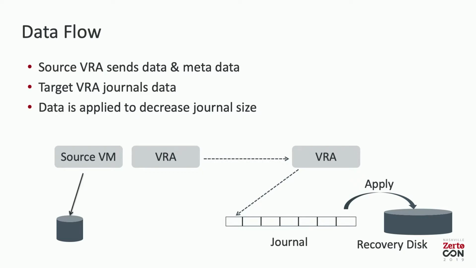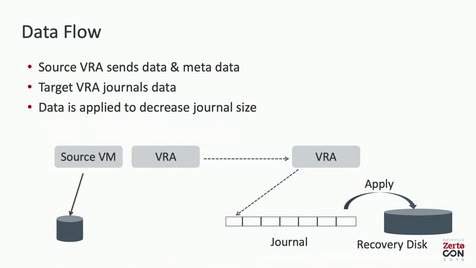As I said in the beginning, there is one journal per VM. That journal services multiple protected disks, but each protected disk, and we're talking about the virtual disk, obviously, gets a FIFO queue, a dynamically growing and shrinking queue. The data is written by the VRA to one side of the queue, and at some point in time, taken out of the queue and written to what we call the recovery disk.